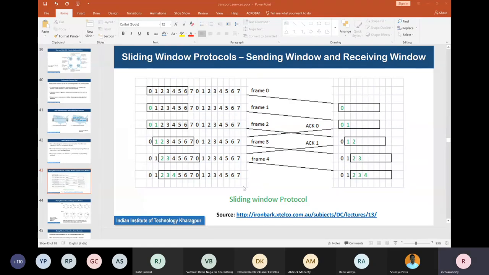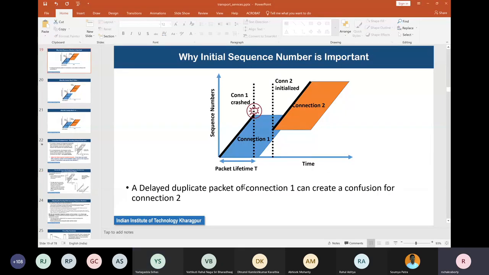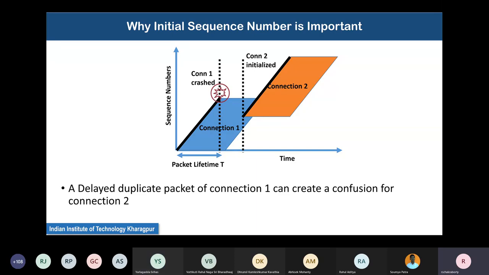Hello? Sir, the sliding window protocols slide is up on the sharing. We're not able to view the graph. Still the sliding window protocol slide is there. Can you see now? It's visible now. Strange. Tell me earlier. Yeah, can you see now?